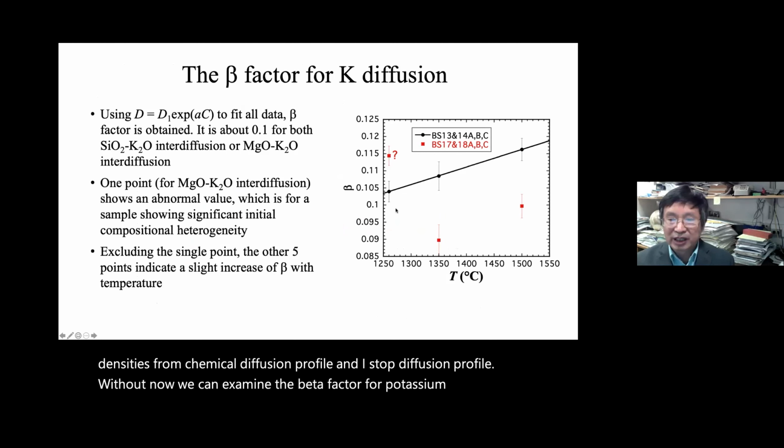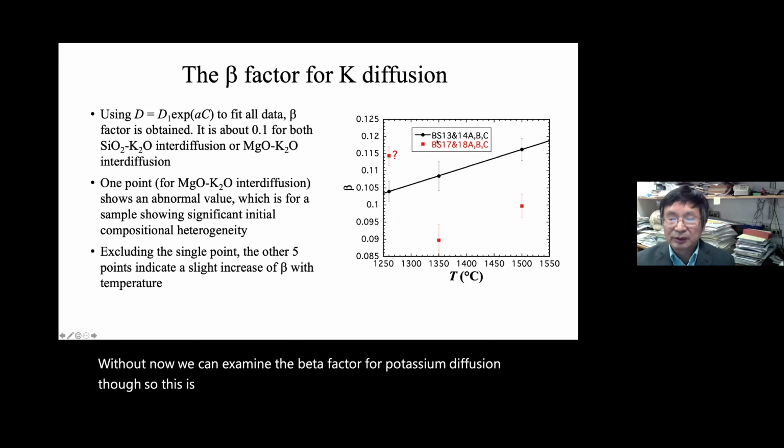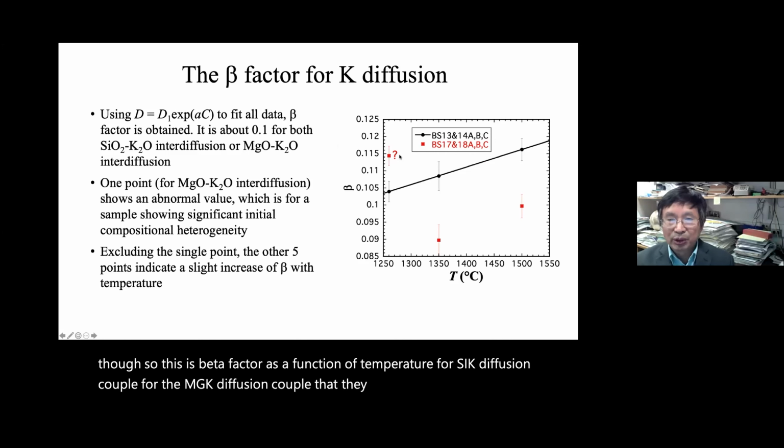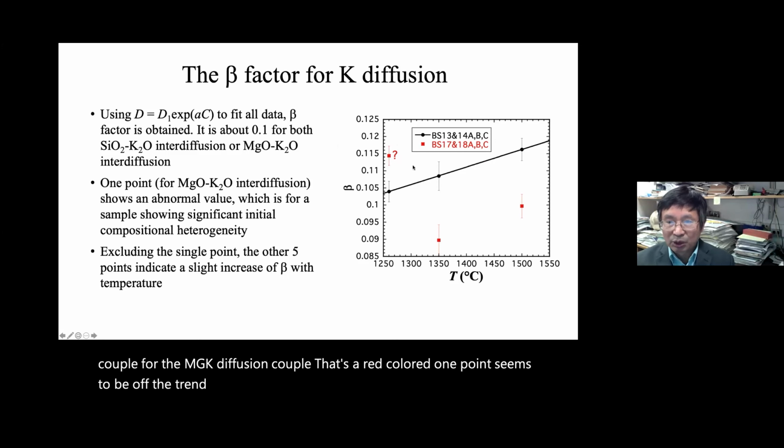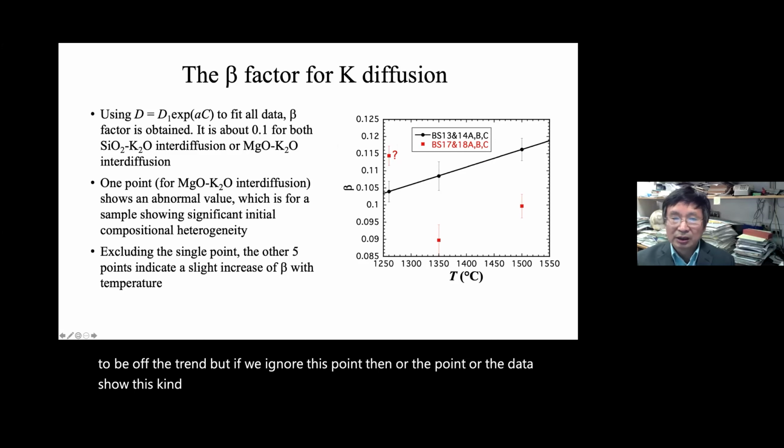So this is the beta factor as a function of temperature for the SI-K diffusion couple. And for the MGK diffusion couple, that's the red colored. One point seems to be off the trend, but if we ignore this point, then the data show this kind of positive dependence on temperature.